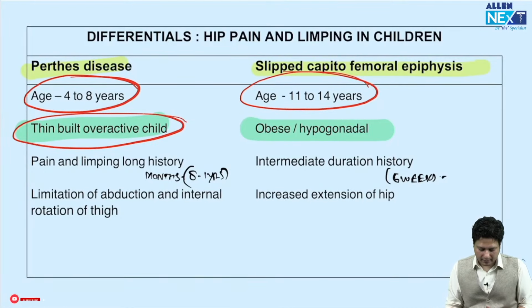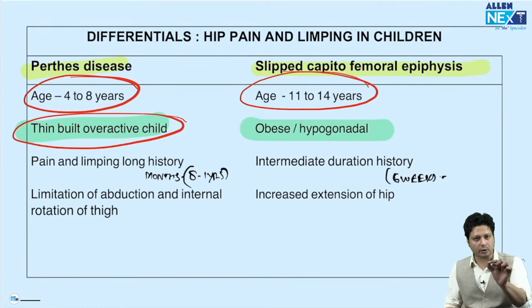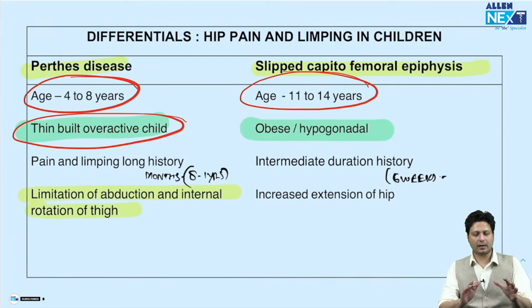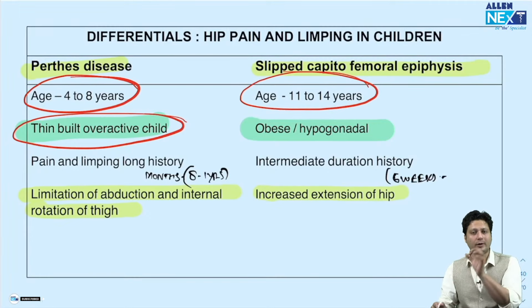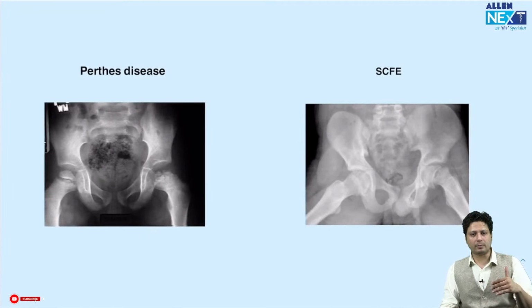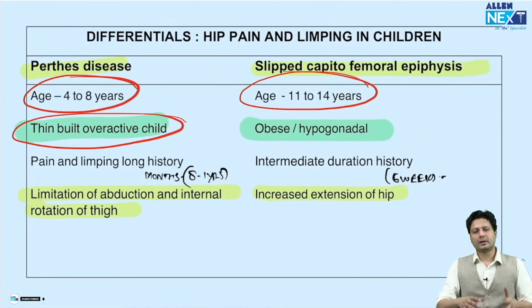As far as the clinical features on the basis of which you will confirm your diagnosis, there will be limitation of abduction and internal rotation of the thigh in case of Perthes disease, while there will be increased extension of the hip joint observed in case of slipped capital femoral epiphysis.